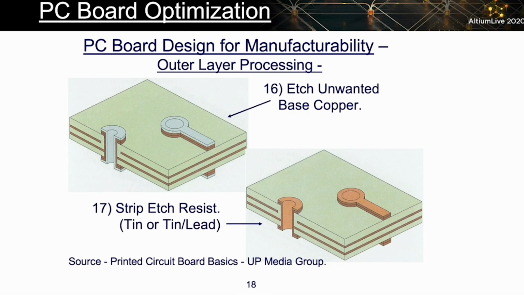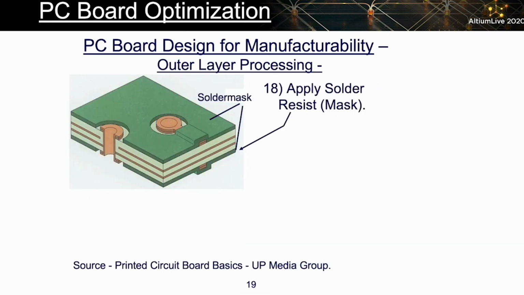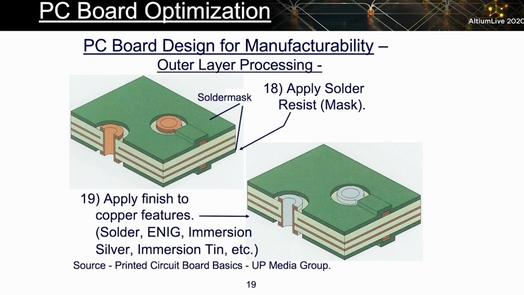As shown in the upper left of slide 19, they would add a solder mask to the board if you're doing solder mask over bare copper. And then as shown in the lower right of slide 19, they would then put some kind of finish on the features that show in the board. Electroless nickel immersion gold, which is ENIG.